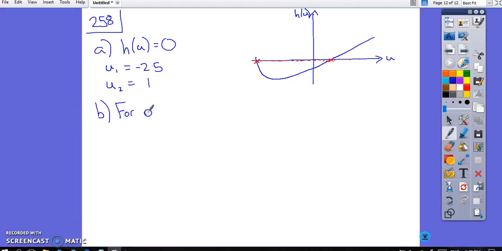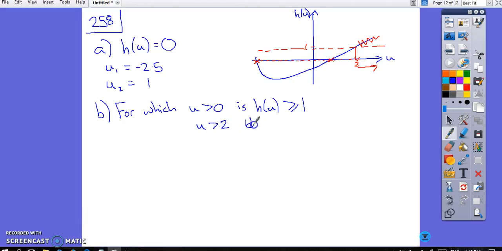B asks us for which positive u, so for which u greater than 0, is the function value greater than or equal to 1. Here I need to look at when the function value is 1, and I'm interested then in the area above that point, so from this u onwards. Looking at the graph, this is the point 2. So when u is bigger than or equal to 2, then h of u is greater than or equal to 1.